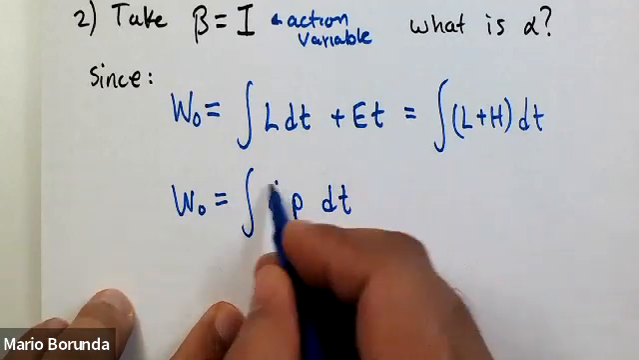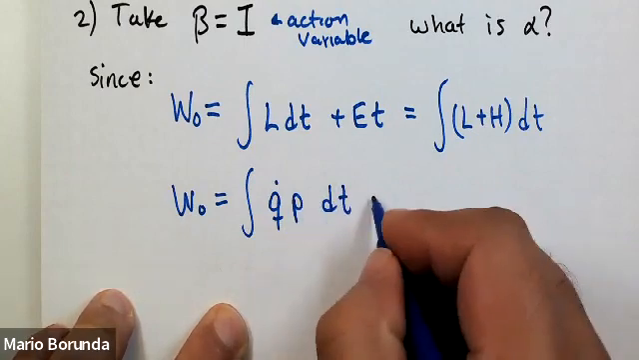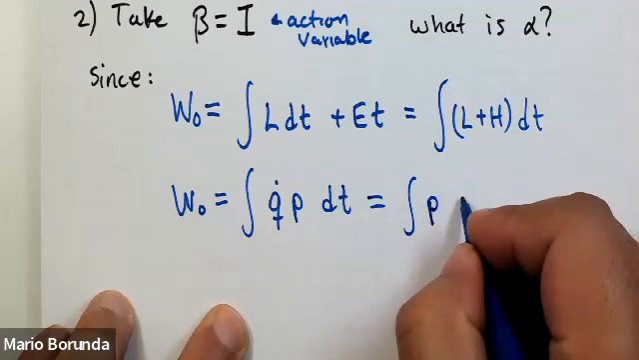And this is the time derivative of Q. This is P, and then you're integrating over time, so that you can rewrite this guy as P dq.